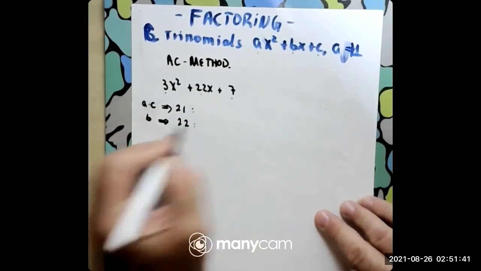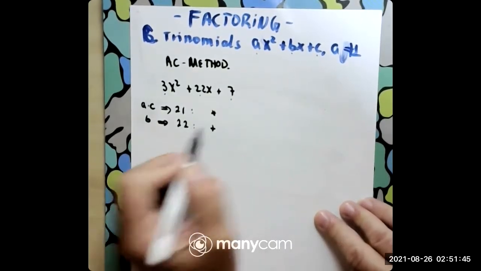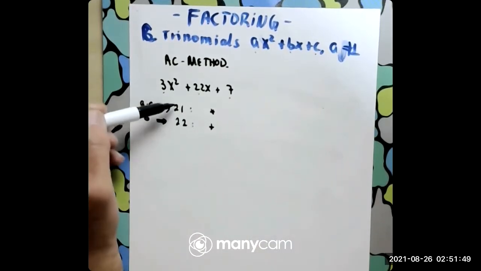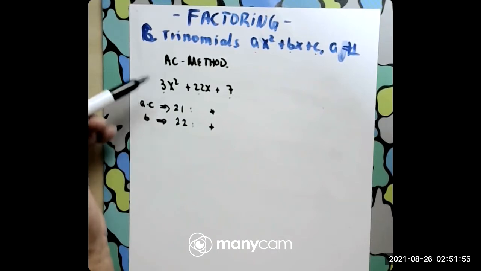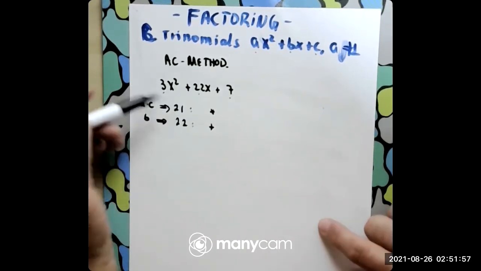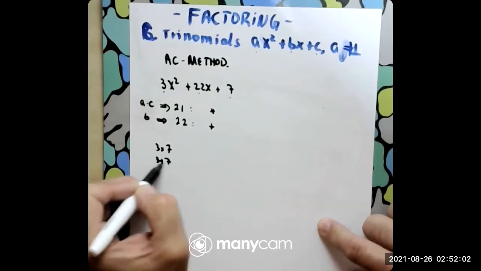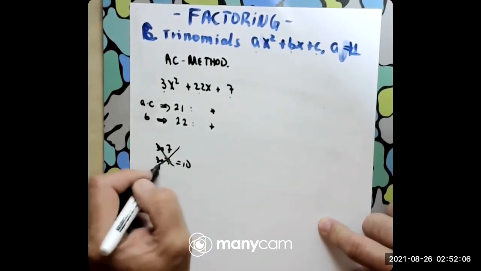Now, the drill is the following. Times plus. I need to find two numbers. When I multiply, it gives me 21, and when I add them, it gives me 22. The same numbers, of course. Well, we know that 21 is 3 times 7, but 3 plus 7 will be 10, and my goal is to get 22, so that would not work.